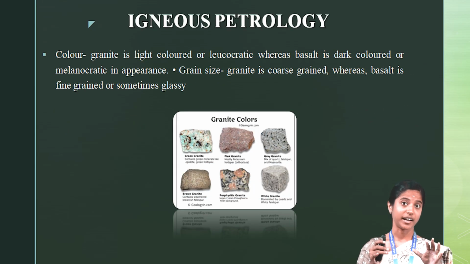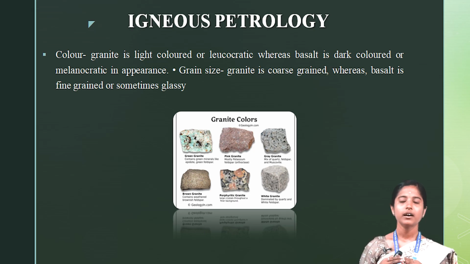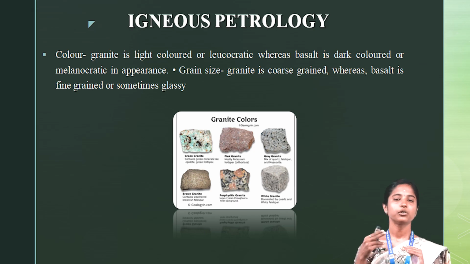First, we can observe the color. Granite is a light colored mineral. In other words, it is called leucocratic. Leuco means without color. Whereas basalt is a dark colored mineral, or melanocratic. Melano means dark colored. So melanocratic describes basalt in appearance.